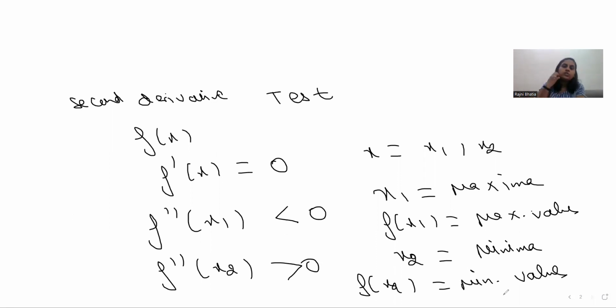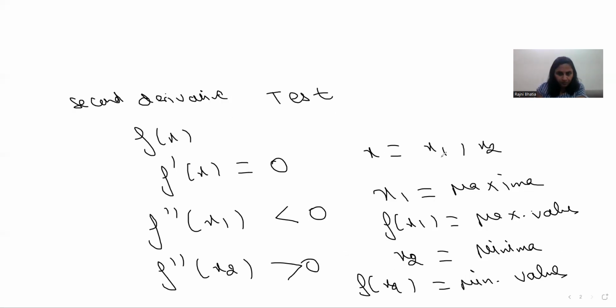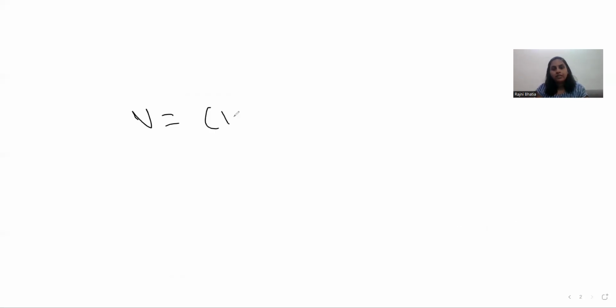Now we'll move back to our question. The question was that we need to find the maximum volume of the box. Volume is given by (18 minus 2x) whole square into x. Now we are going to apply the second derivative test, so we will find dv by dx. There are two ways to find dv by dx. The first way is to apply the product rule. The second way is to open it and then differentiate it. We are going to apply the product rule.